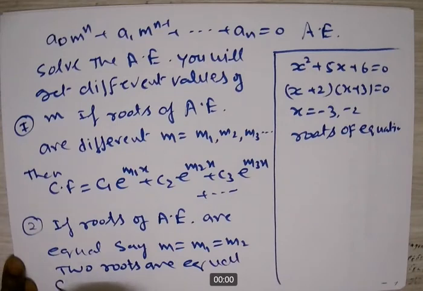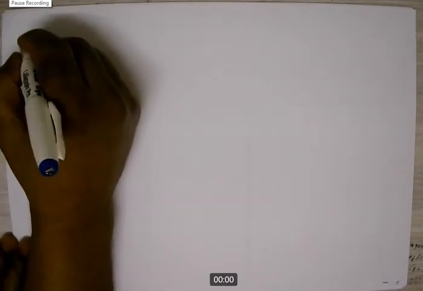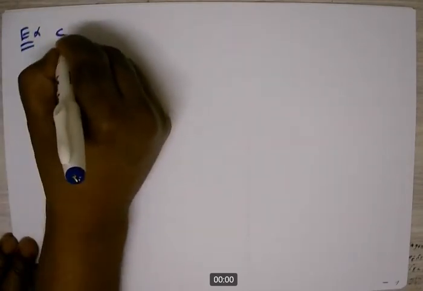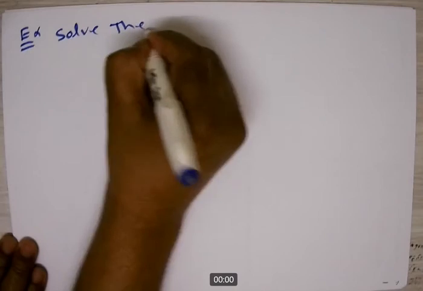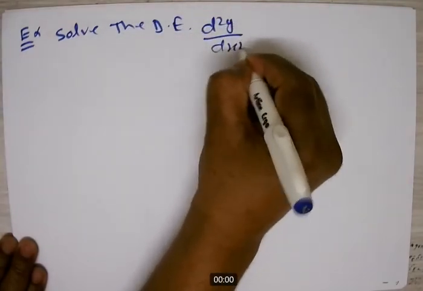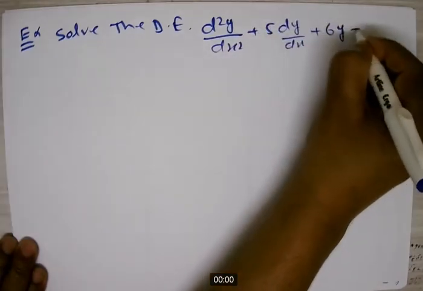then how can we write the CF? CF will be (c1 plus c2x) e power m1x, or you can say m2x, because m1 and m2 are equal. I am giving you some examples in parallel. What is the meaning of roots being different, or roots being equal? So the example is: solve the differential equation d2y/dx2 plus 5 dy/dx plus 6y equal to 0.